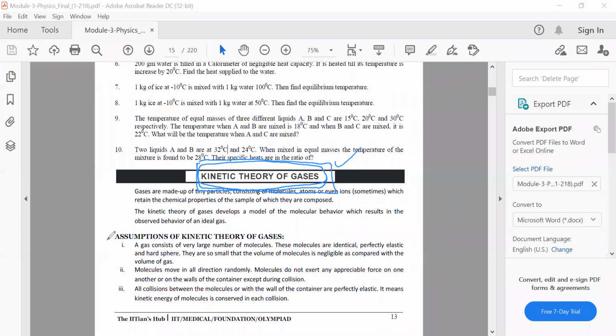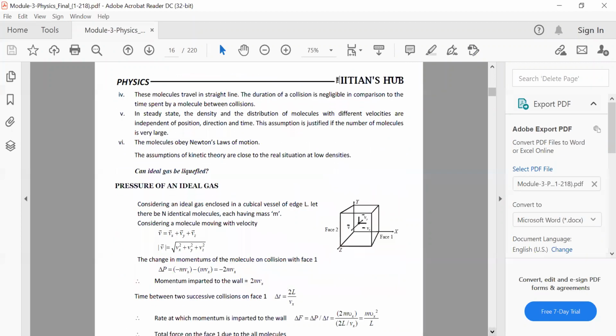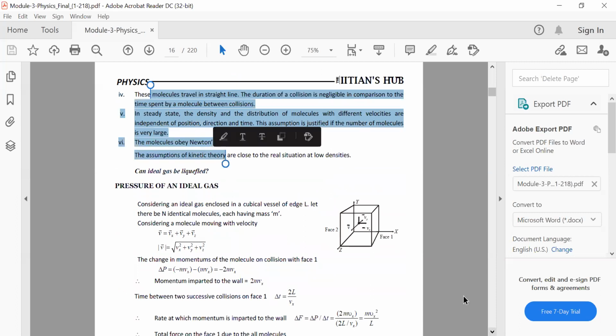So as you remember, we started with the assumptions of the kinetic model: very large intermolecular space. Then they move in random motion, which is called Brownian motion. Okay, all collisions are perfectly elastic. All these things. Okay. So you will not be asked theory questions directly, but obviously the questions are going to be numerical based. But you should have an idea about these assumptions. Okay. So just go through this portion once.